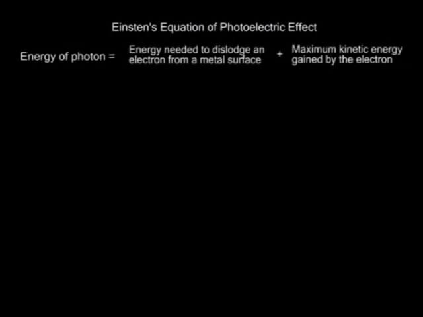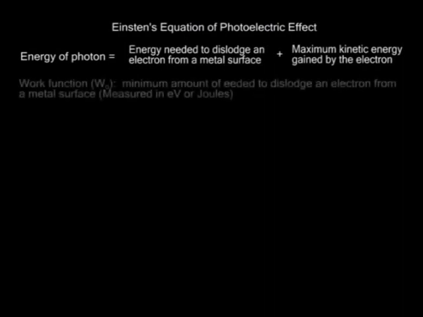Next, we look at Einstein's equation of photoelectric effect. Now, when a photon strikes an electron, all its energy is absorbed by the electron. Some of the absorbed energy is used to dislodge the electrons from the metal surface, while the rest appears as the kinetic energy of the emitted electron. The energy transformation during photoelectric emission is thus summed as follows. Energy of a photon is equal to the energy needed to dislodge an electron from the metal surface plus the maximum kinetic energy gained by the electron.